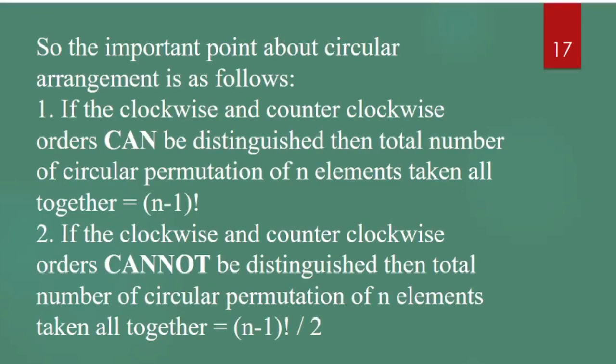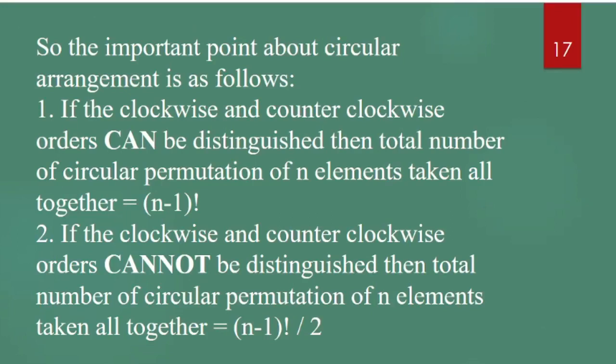Okay? Always remember this, class. This is very important. The important points about the circular arrangement are as follows. There are two important points to remember. The first one: if the clockwise and counterclockwise orders can be distinguished, then the total number of circular permutations of n elements taken altogether equals (n minus 1) factorial.